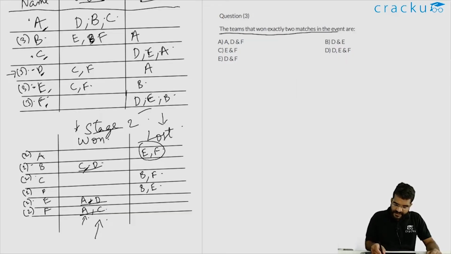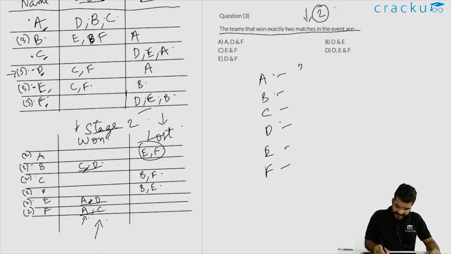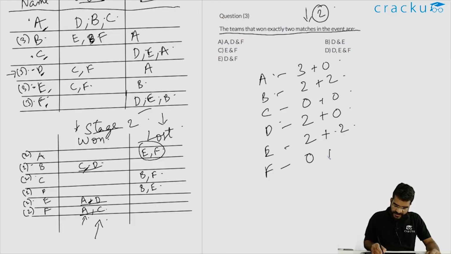The teams that won exactly 2 matches in the event are, so overall including both stage 1 and stage 2, we are looking for teams which won exactly 2 matches. If you are looking at A, B, C, D, E and F, we will calculate the total number of matches they won in stage 1 and stage 2. A won 3 in stage 1 and 0 in stage 2. B won 2 in stage 1 and 2 in stage 2. C won 0 in stage 1 and 0 in stage 2. D won 2 in stage 1 and 0 in stage 2. E won 2 in stage 1 and 2 in stage 2. While F won 0 in stage 1 and 2 in stage 2.